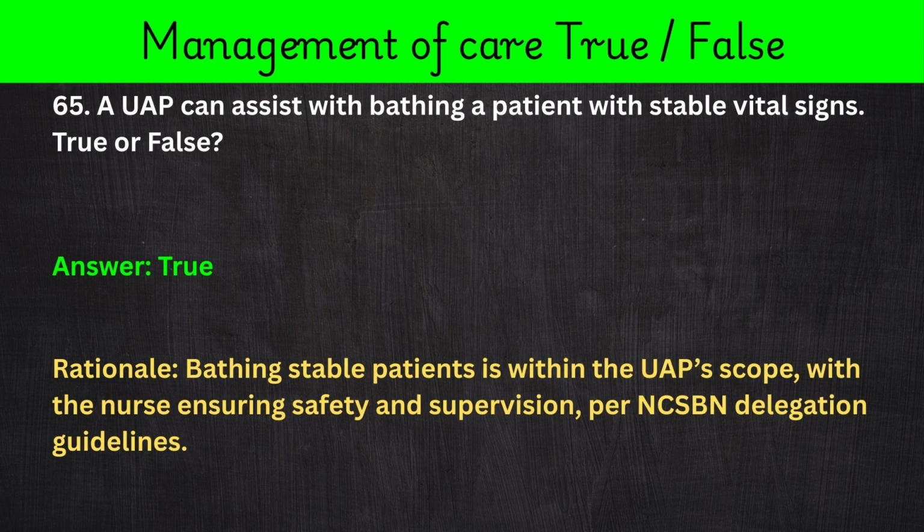65. A UAP can assist with bathing a patient with stable vital signs. True or false? Answer: true. Rationale: Bathing stable patients is within the UAP scope, with the nurse ensuring safety and supervision, per NCLEX-PN delegation guidelines.